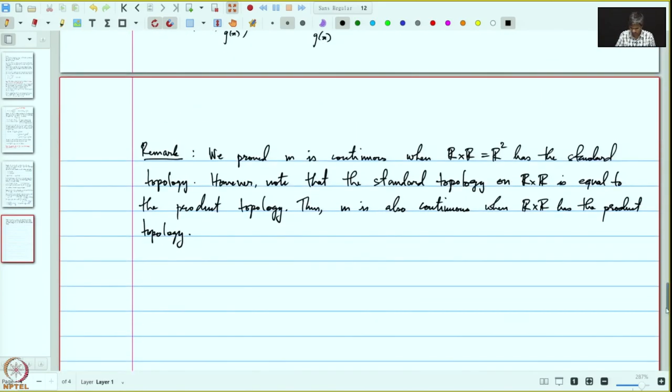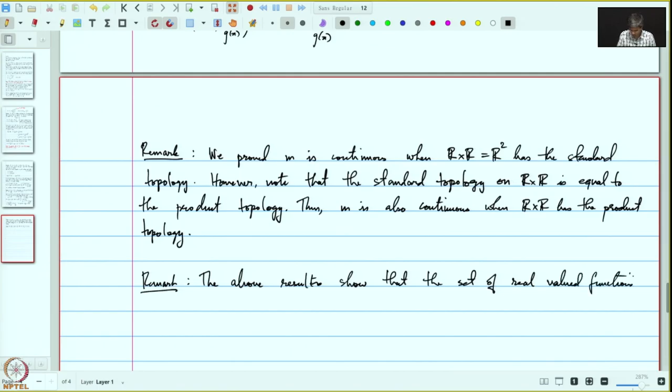So finally, remark: the above results show that the set of real valued functions on a topological space X has nice algebraic properties. So we can add them, we can multiply them, and if g is non-zero, we can form the function f by g. Yeah. So we will end this lecture here.